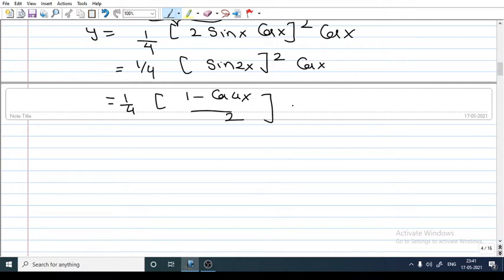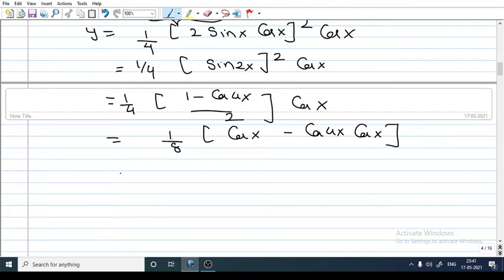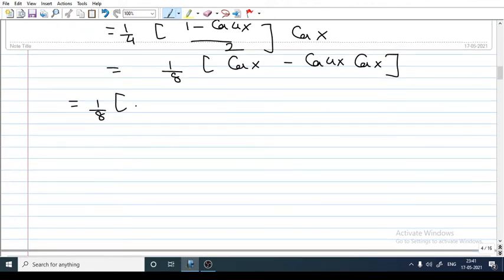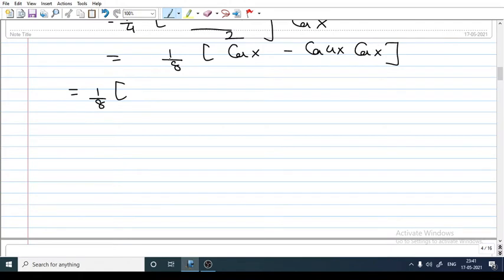After this, what we will do, here it will be cos x. We are going to multiply this 2 with this 4, which will become 8, and here we are left with cos x minus cos 4x into cos x. Now here we are going to do one thing, we are going to keep this 8 as it is and cross multiply this part, which will give me what?